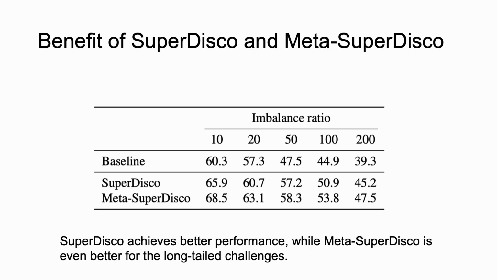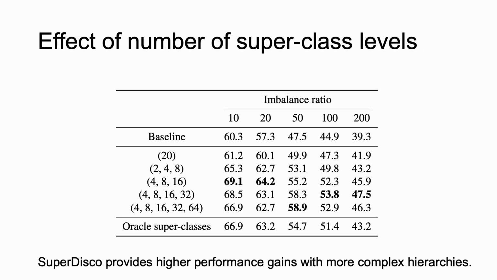From experiments, we first show the benefit of SuperDisco and Meta SuperDisco. We found that SuperDisco achieves better performance compared to the baseline, which is not using the superclass graph. And Meta SuperDisco is even better for the long tail challenges. We also give the effect of the number of superclass levels. Here, the different numbers indicate the different level superclasses. We found that SuperDisco provides higher performance gains with more complex hierarchies.